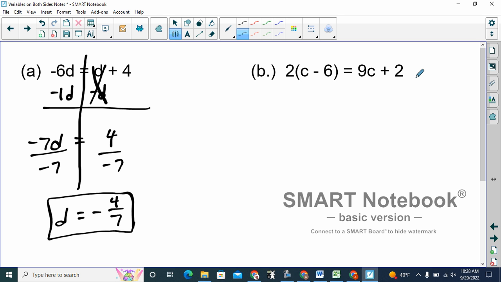Step 1, use the distributive property. We can complete that step this time. 2 times c. 2 times negative 6. Again, we're always careful with our signs. Positive times negative should be minus. 2 times 6 is 12. Everything else gets copied down.